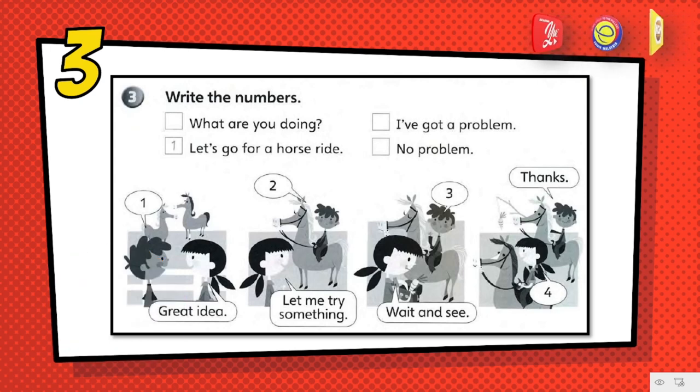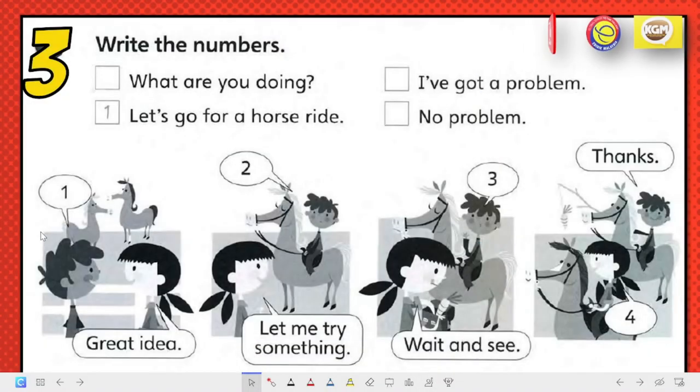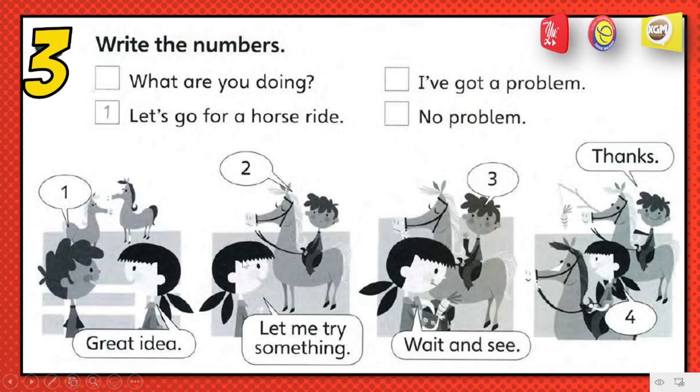Welcome back, everybody. I hope you have tried this exercise on your own first. Okay, now it's time to check your answers. Jom kita check jawapannya. So, obviously, for number 1, it is already done for you. So, kita akan tengok number 2, 3 dan 4. So, for number 2, jawapan di sini ataupun dialog yang diberi adalah Let me try something. So, what do you think? Dialog number 2. The answer is I've got a problem.